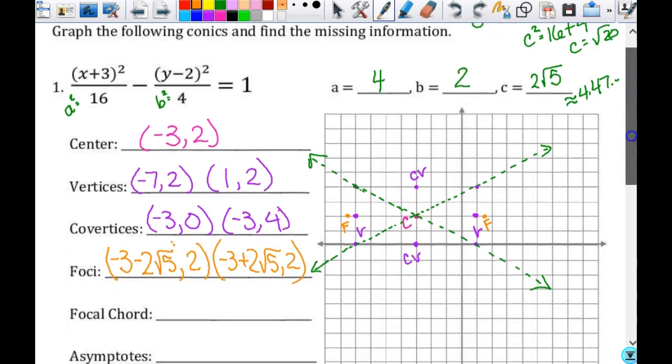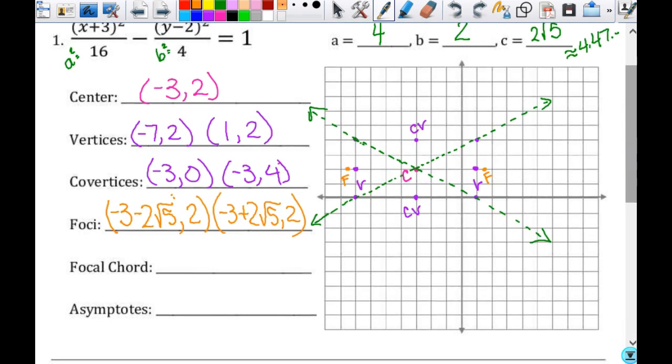Then my focal chord length, remember that is 2b squared over a, that hasn't changed. So that's going to give me 2 times 4 over 16. That is not right. What did I do wrong? B squared is, I did, yeah, 2 times 4 over a, that's why. I was like, something is wrong. What did I do? Over a, I did a squared. Thank you. Dang it. I knew I was wrong, but I couldn't figure out what I did wrong.